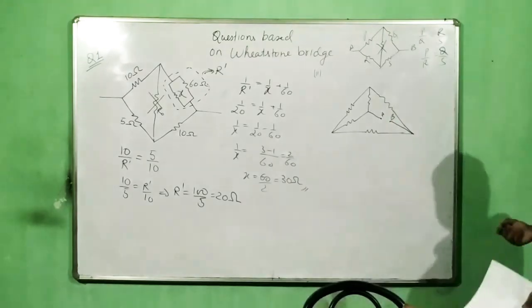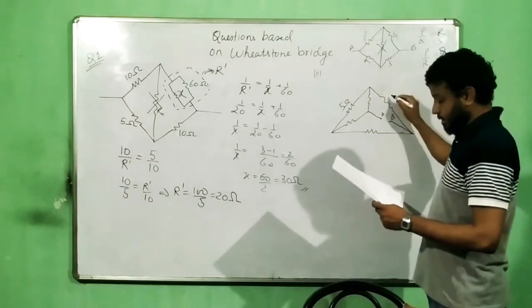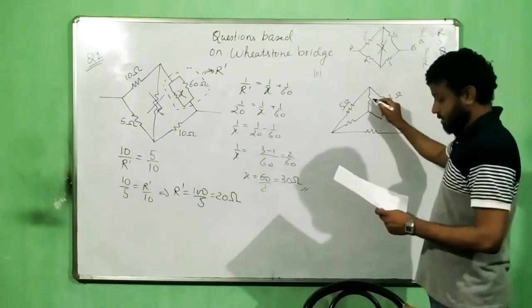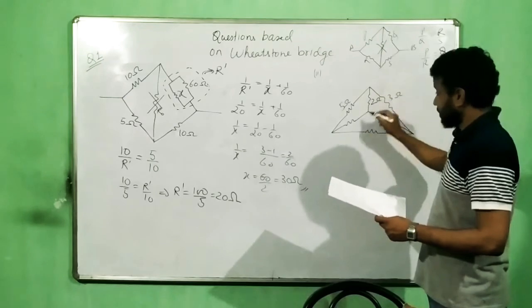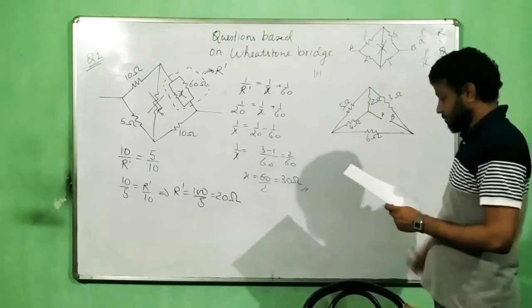This is the question, and the question is, okay, let me put the value here. This is 5 ohm, this is 3 ohm, this is 2 ohm, this one is 4 ohm, and this one is 6 ohm.